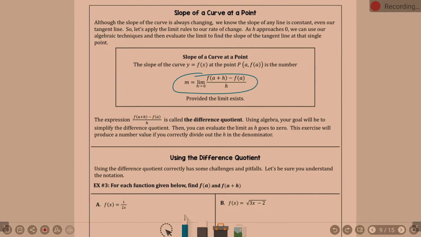We're going to work some with the difference quotients today. So the fraction that's within the limit here, f of a plus h minus f of a over h, is the difference quotient. Using algebra, your goal will be to simplify the difference quotient. Then you can evaluate the limit as h goes to 0. This exercise will produce a number value if you correctly divide out the h in the denominator.